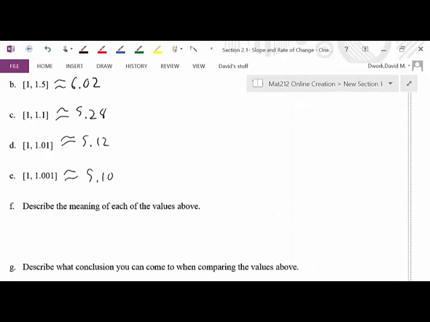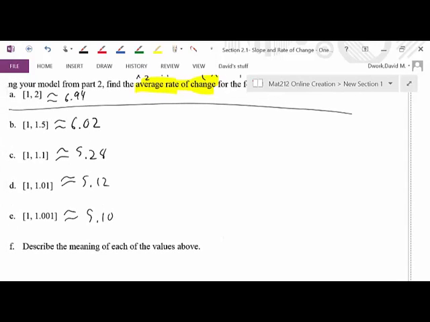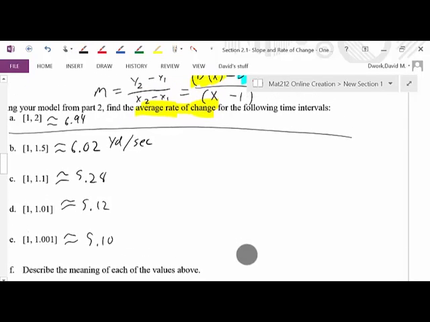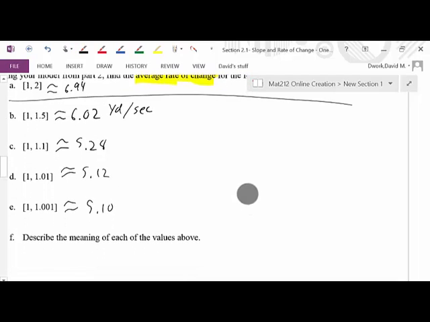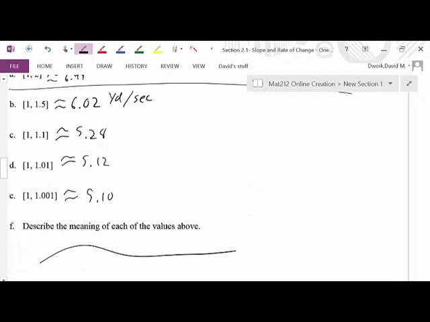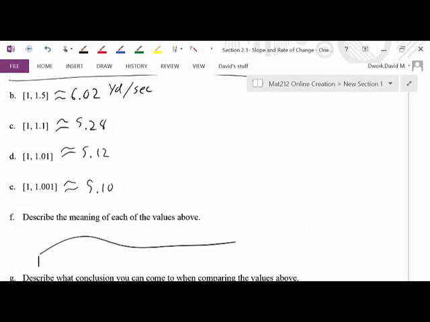Okay, so same meaning as units before, so therefore these are still yards per second. So if we look at the average speed of the runner, the average rate of change from 1 to 2 seconds, they were running at 6.94 yards per second. If we narrow that interval down to from 1 to 1.5 seconds, it's 6.02 yards per second. So I'll let you guys fill that in. Follow the pattern. There you go.